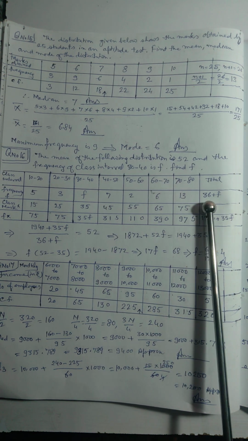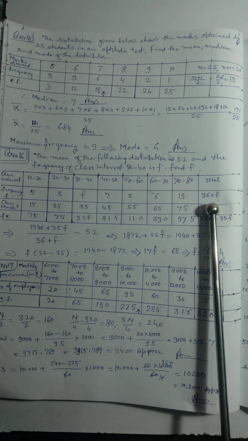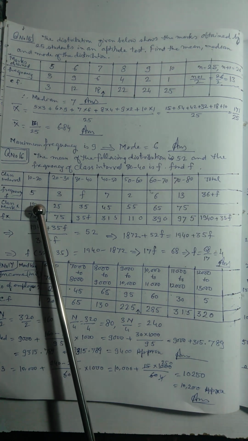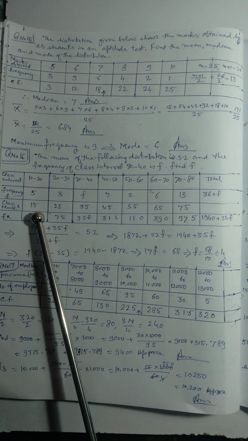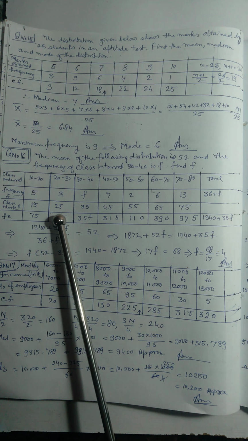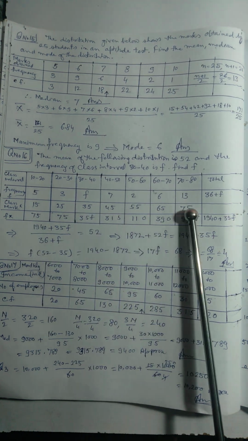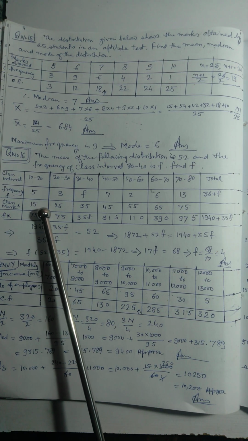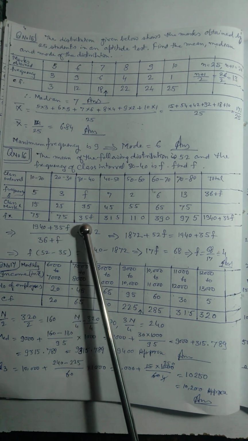टोटल इसको सम करेंगे तो न्यूमेरिकल वैल्यू है 36 प्लस f. क्लास मार्क द मिड पॉइंट ऑफ इट. So 10 plus 20, that is divided by 2, that is 15. 20 plus 30 divided by 2, that is 25. So 15, 25, 35, 45, 55, 65, 75. Find the product of the fx. Yes, 15 into 5 is 75, 25 into 3 is 75.